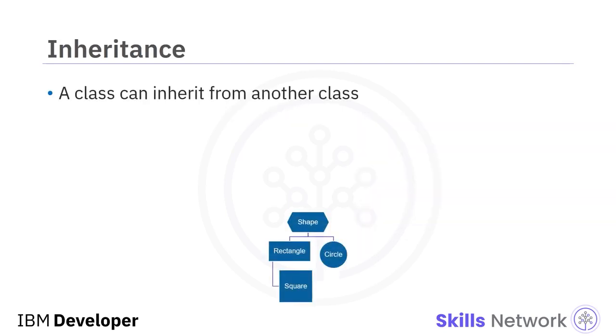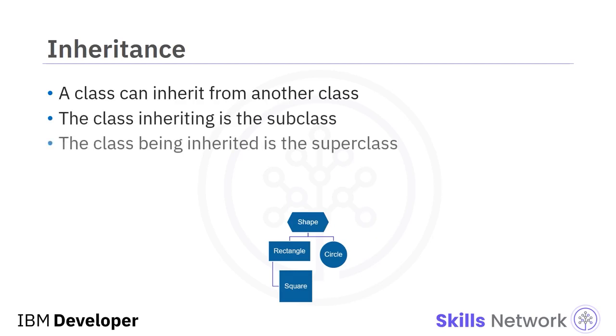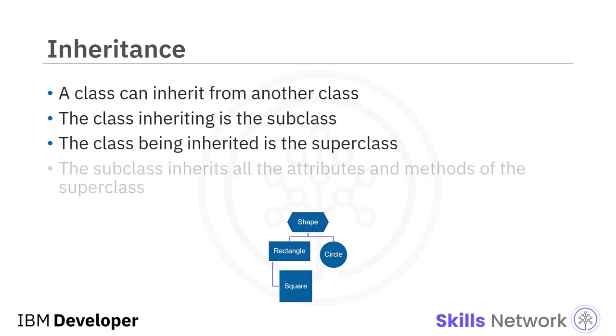In JavaScript ES6, a class can inherit from another class. The class that is inheriting one other class is called the subclass. The superclass is the class being inherited by the subclass. The subclass inherits all the attributes and methods of the superclass. React components use inheritance to build user-defined components.